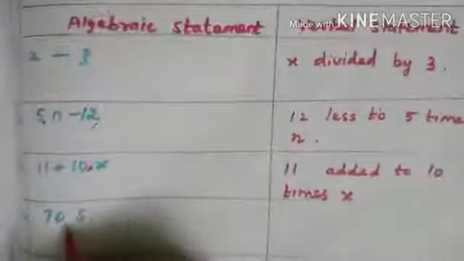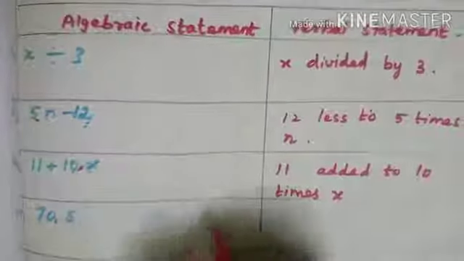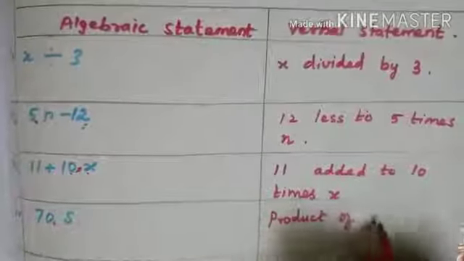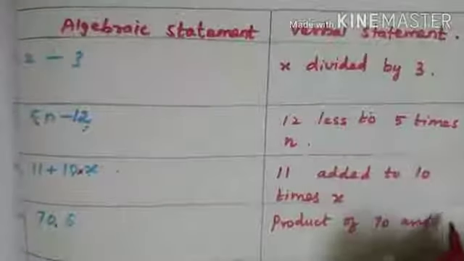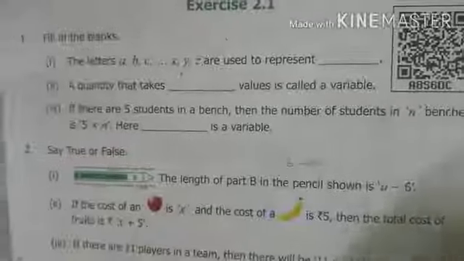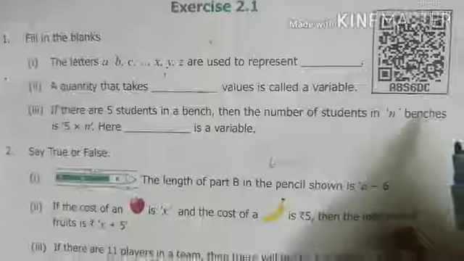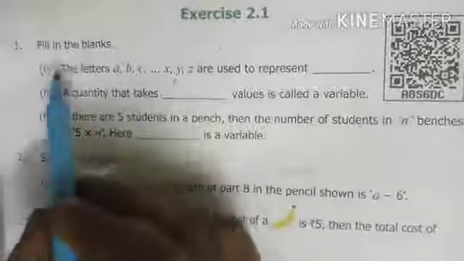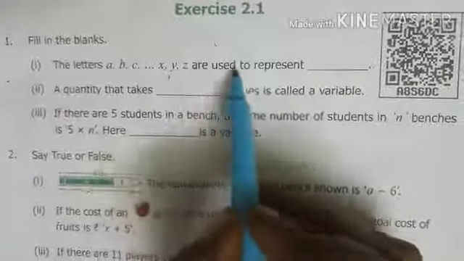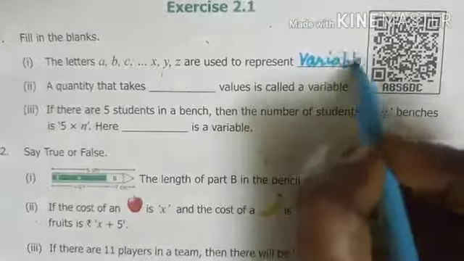Next you see 70y. So here what I told, in between there is a multiplication symbol. Therefore product of 70 and y. In exercise 2.1, we are going to see the fill in the blanks. So you can write it. Fill in the blanks. The letters a, b, c, etc., x, y, z are used to represent what? Variables. Variables.